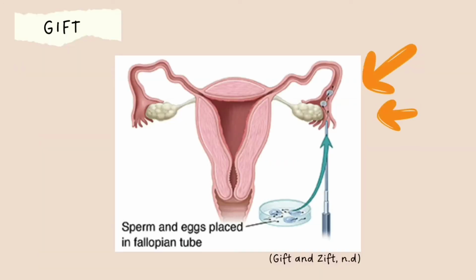This figure shows an example of GIF. The sperm and eggs will be mixed together and placed in the fallopian tube. The fertilization will occur in the female's body.